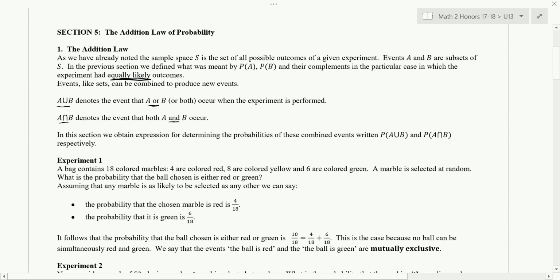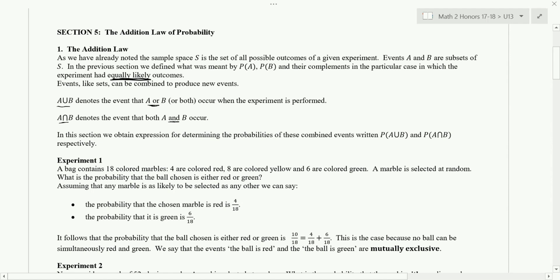Not too hard, right? Assuming that any marble is as likely to be selected as any other, so we're still working with equally likely outcomes right now. The probability that a chosen marble is red is 4 out of 18. You guys good with that? Because there's 4 red marbles out of the 18. And the probability that it's green is 6 out of 18. And so it follows that the probability that a ball chosen is red or green is 10 out of 18. Making sense? Okay. They just add them, right?